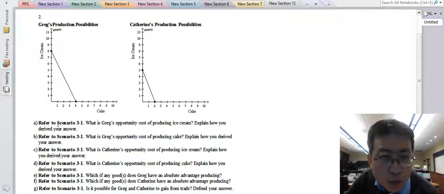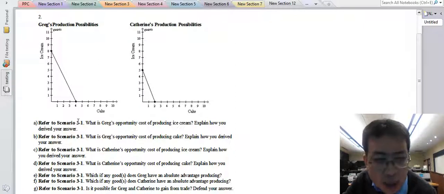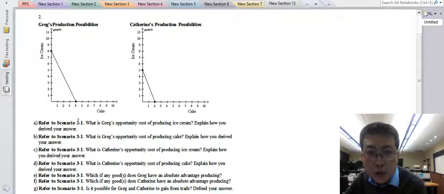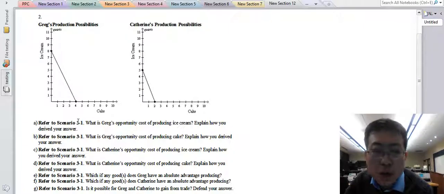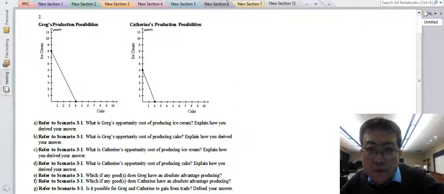Question A is asking, what's Greg's opportunity cost of producing ice cream? Explain your answer. If you look at parts A, B, C, D, it's all asking for your opportunity cost. Remember in class that when we're looking for the comparative advantage, we always look for the 4 prices. Those 4 prices are the opportunity costs. Once you know the 4 prices, that's your answer to parts A, B, C, and D. So let's do the 4 prices now.